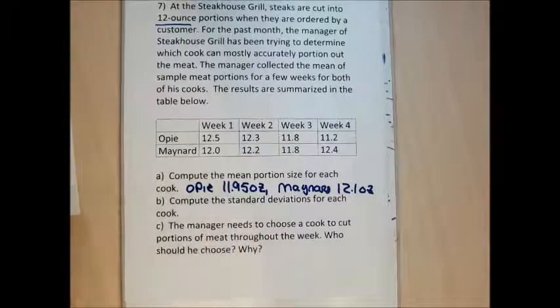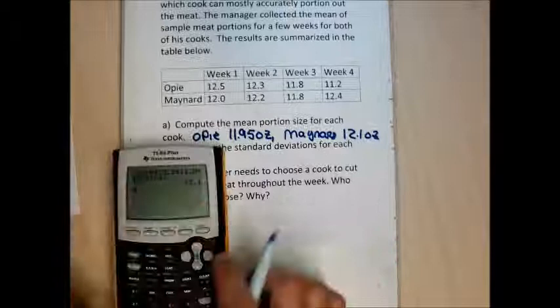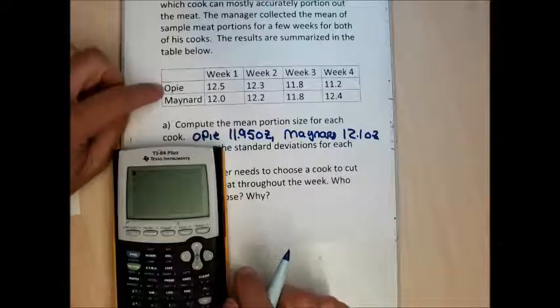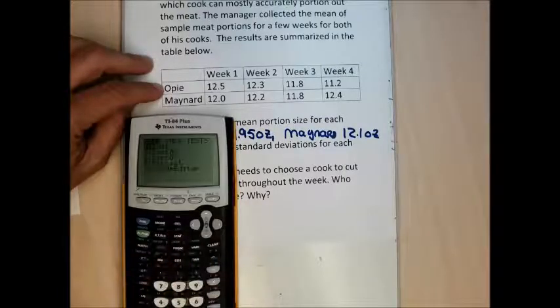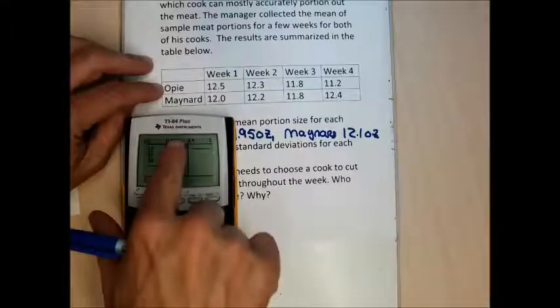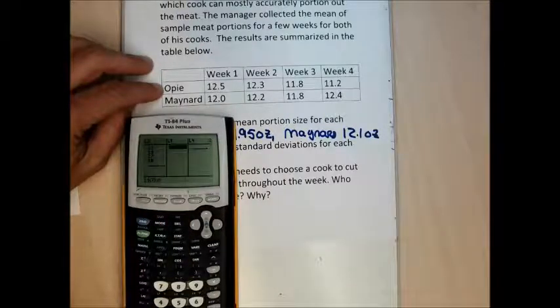Next, I'm going to do the standard deviations for each. It's easy enough to do Opie's standard deviation and Maynard's standard deviation. To do Opie's standard deviation, I need to get the scores on here. So I'm going to hit the stat button. I'm going to hit enter on edit. Now my list only needs to have 4 numbers. My list 1 has 6. Let me delete a couple of these just by hitting the delete key. I can delete all the numbers if I care to, but I only really needed to delete a couple. But now I'm going to enter Opie's scores as weights.